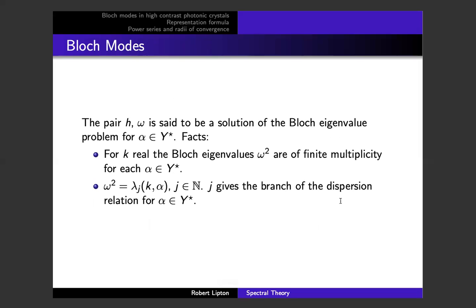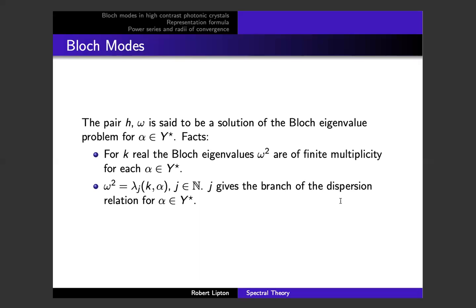And the fact is that it's well known from theory that for real k, the Bloch eigenvalues in the first Brillouin zone, where k is the dielectric property in between the particles, are of finite multiplicity for each alpha in the first Brillouin zone. And then the dispersion relation, the second bullet there, relates the frequency to alpha, and k is the dispersion relation that we're seeking.